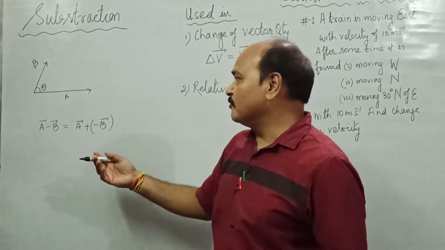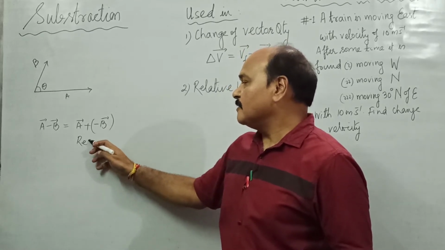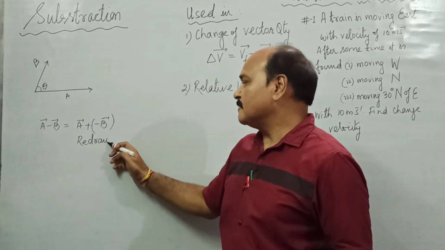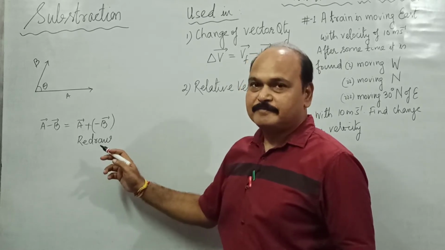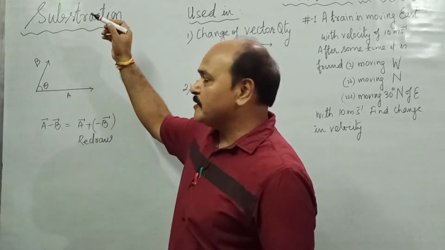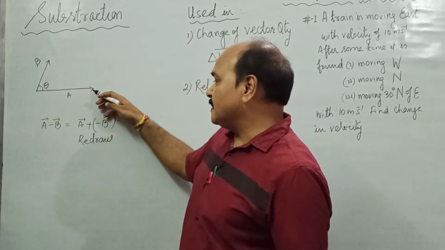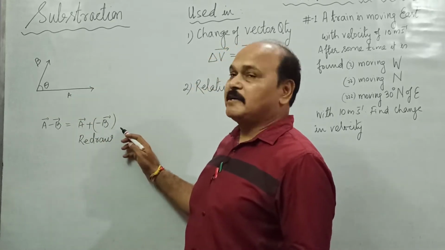And what are we going to do? We are going to redraw these two vectors, A and minus B. So A vector remains as it is. We draw A vector as it is, and we draw minus B vector.